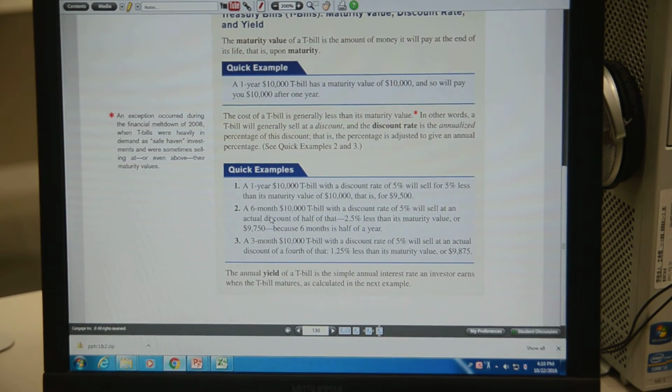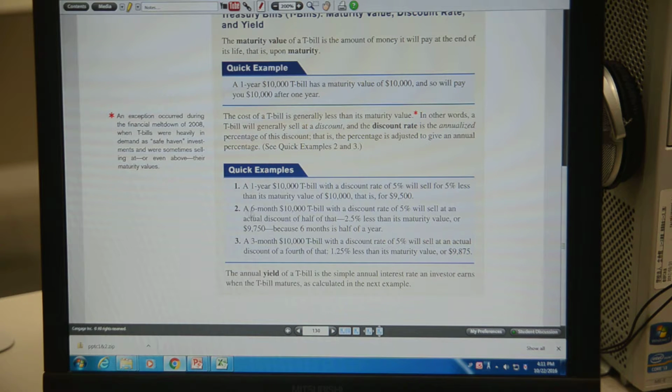Right? It sells for 9,500. So what do you expect from a 6-month one? Should it sell for more or less than the 1-year one? Well, it's going to sell for more, okay? Because it's 5% annualized, so in 6 months you're only going to get 2.5%. You're going to pay more for it, because the interest you get is the difference between what you pay and what it is worth at the end. So you're going to pay more means you're going to get less interest. Right?